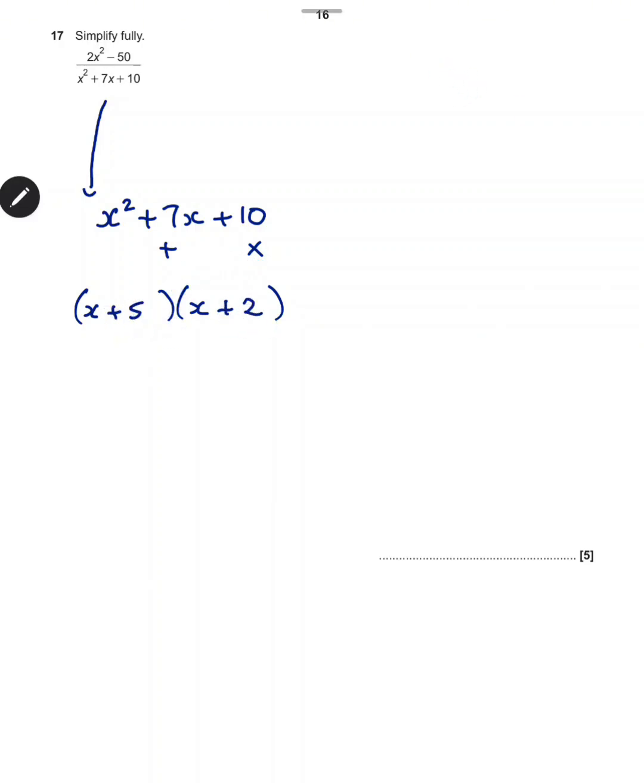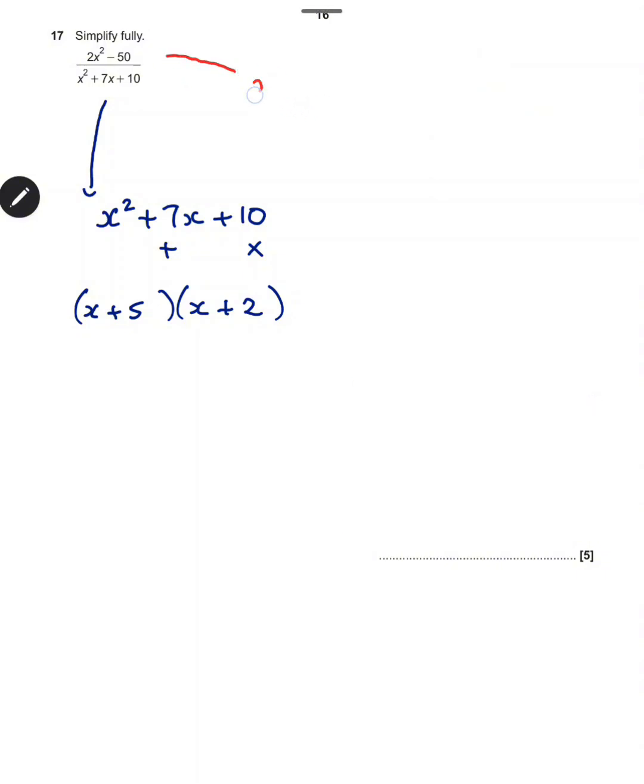Question 17, we've got algebraic fraction to simplify. So I'm going to start with the bottom. We've got a quadratic, x squared plus 7x plus 10. Always look to factorise. And to factorise a quadratic, you've got x in a set of double brackets, and you're looking for two numbers that add to 7 and times to 10. What two numbers add to 7 and times to 10? It's 5 and 2. So I've factorised that bottom quadratic.